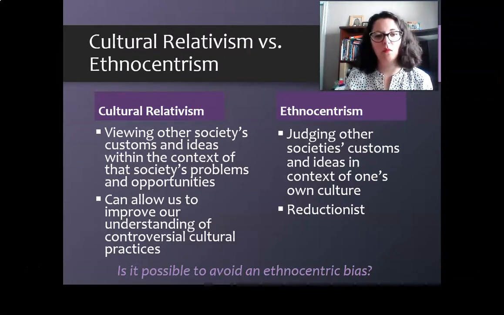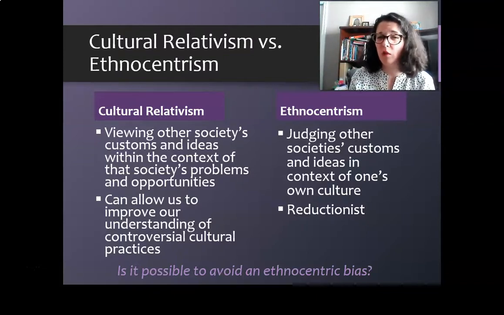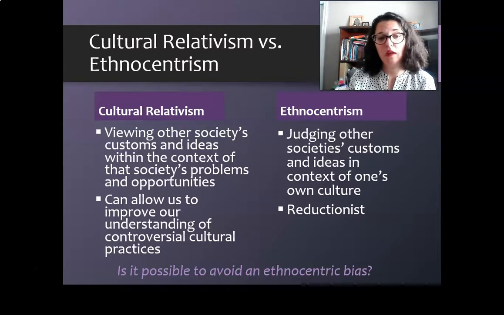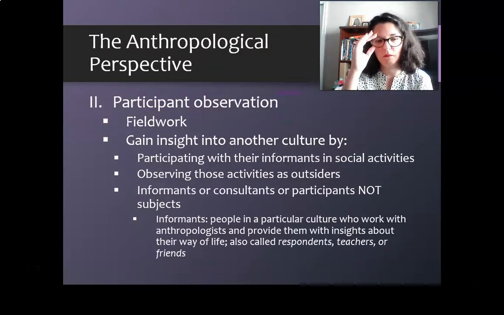And this allows us to improve our understanding then of practices that are much more controversial than simply the food people eat. And trust me, food is really controversial, but there's way other ones we're going to get into in this course, such as female genital modification or circumcision, that is much more controversial. So in discussion this week, I'd like to talk about this question I have here at the bottom, which is: is it possible to avoid an ethnocentric bias?